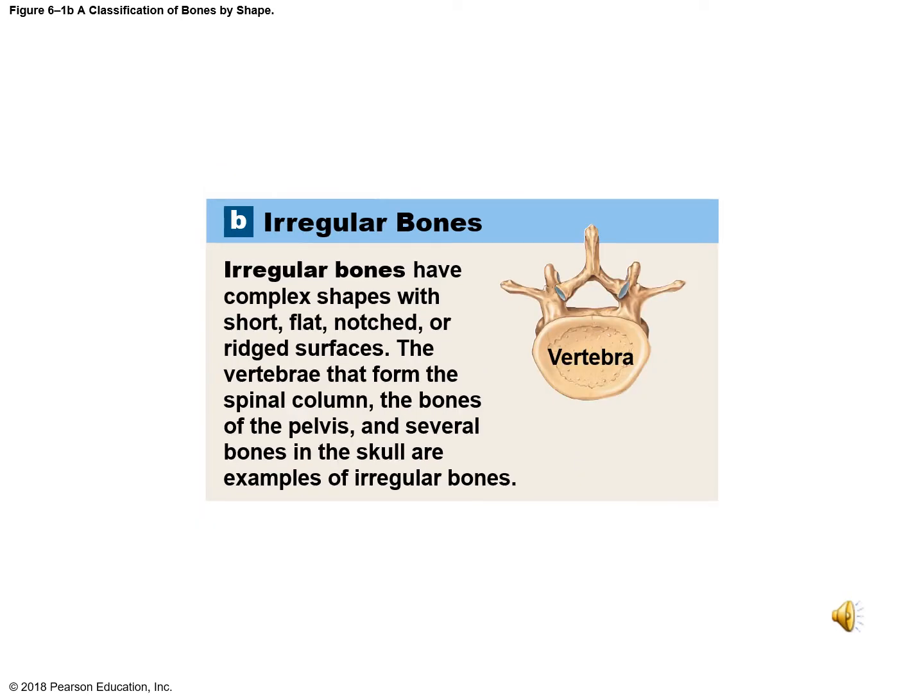Irregular bones are bones that have a wide variety of extensions or shapes coming off the bone. They are found in your vertebrae and your pelvis area. Some of our facial bones will also be irregular in shape.